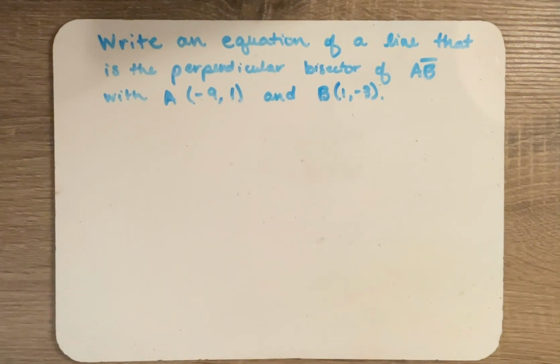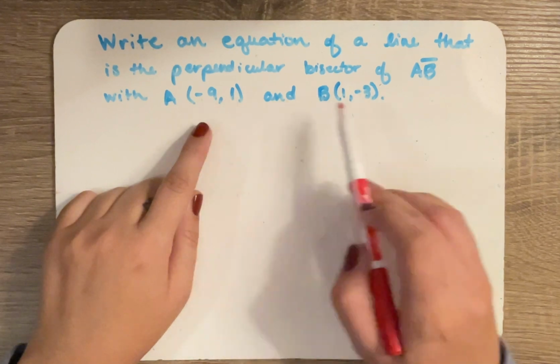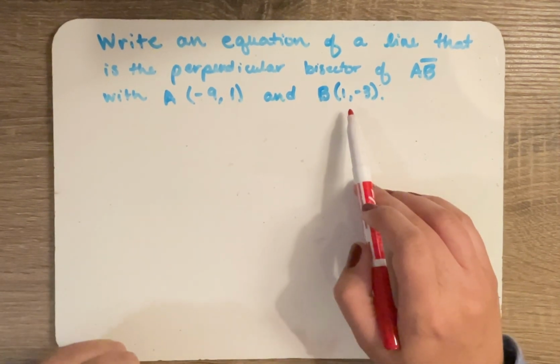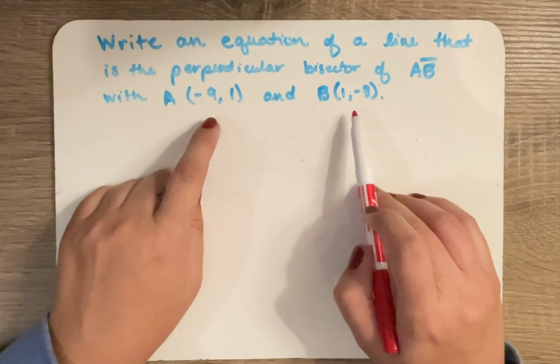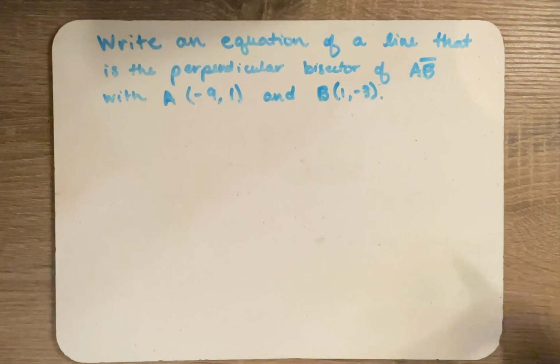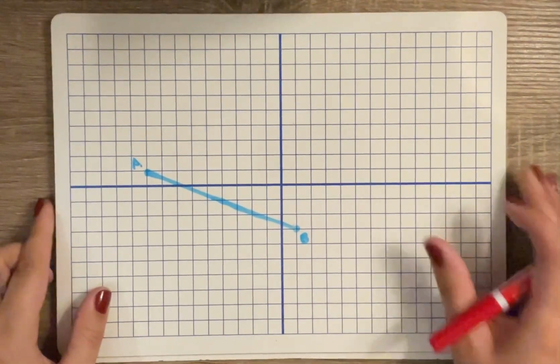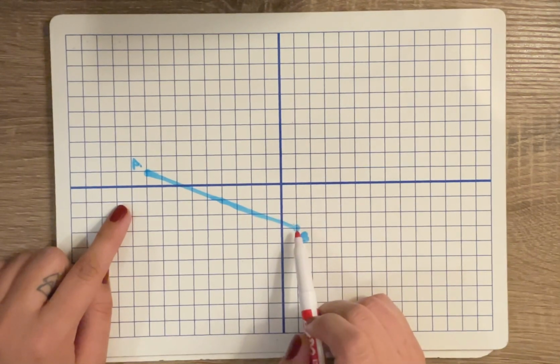This question is asking us to write an equation of a line that is the perpendicular bisector of segment AB with A at -9, 1 and B at 1, -3. I'm going to start by graphing these two points. It's easier for me to think about this visually if I can see it on the graph. So I graphed these points, A at -9, 1, B at 1, -3.